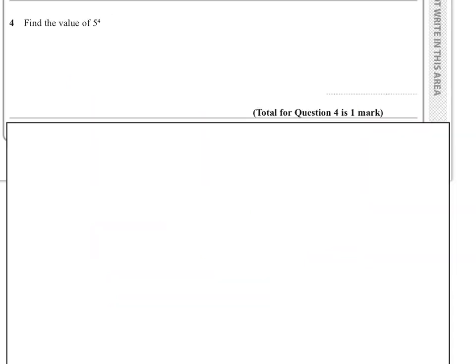Question 4. Find the value of 5 to the power 4. Well, 5 to the power 4 means that you'd have 5 times by itself again, times by itself again. Now, this is the same as 5 to the 1 times 5 to the 1 times 5 to the 1 times 5 to the 1. So how many powers of 5 do we have? Well, 1, 2, 3, 4.